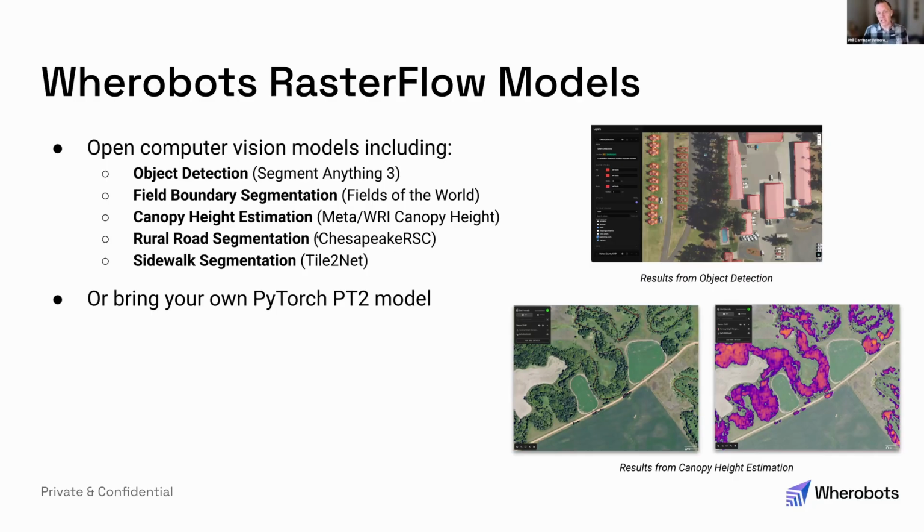Or if you want to predict the canopy height, the height of the tree canopy, using Meta's canopy height model, or find roads in rural environments using Chesapeake RSC, or sidewalks, for instance, using our Tile2Net model. Those are all built in. We have sample recipes encapsulated into notebooks. So just running the cells in the notebooks, you can instantly get results to see how well these models are performing for your area of interest.